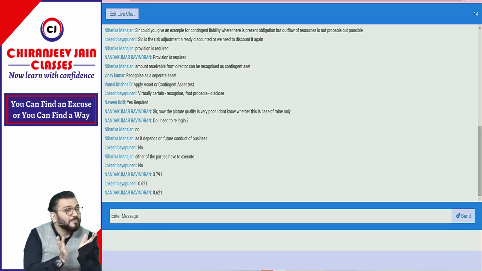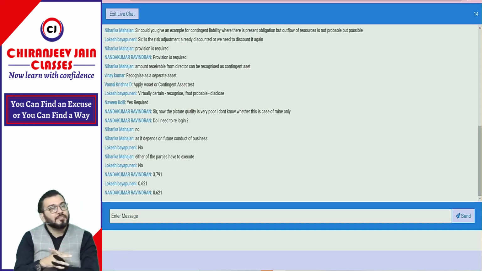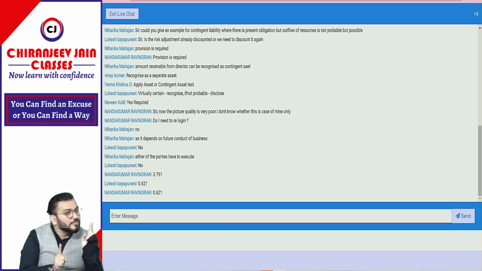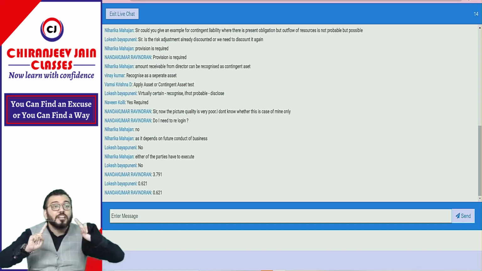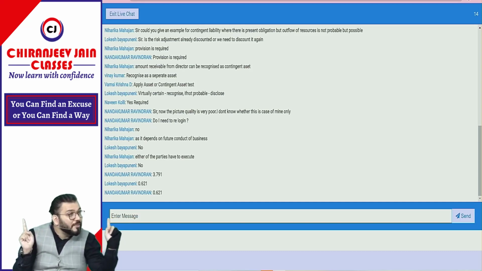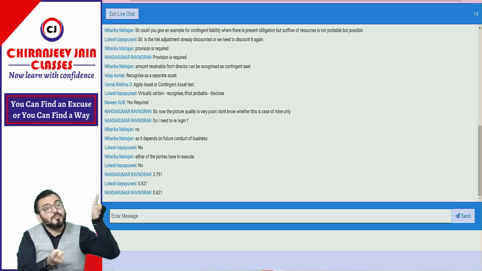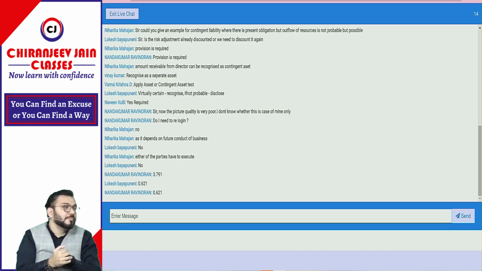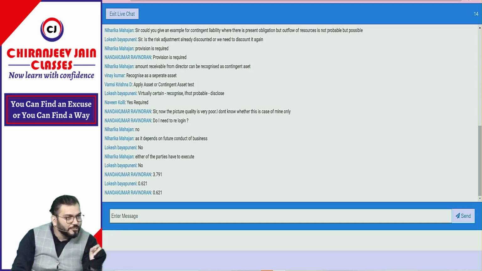Even though the chapter is complicated, find a way to understand it. If the chapter is complicated for you, it is complicated for every CA final student. Not just for you, it is complicated for everyone. Even the chapter was complicated for me when I did CA. Correct? So don't give excuses, find a way to do it.